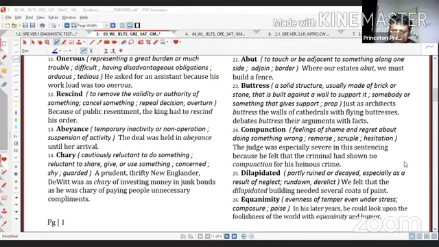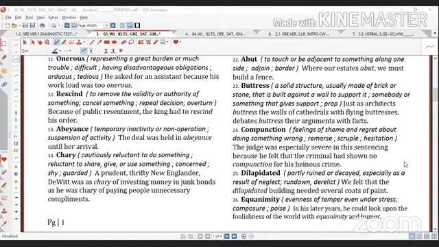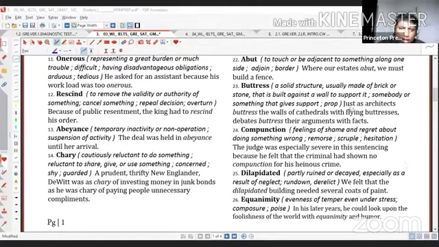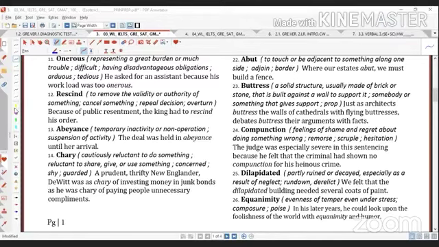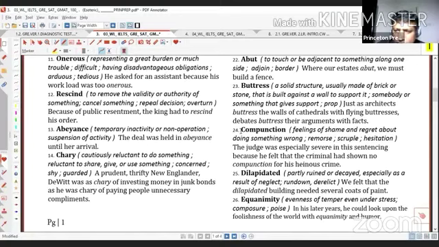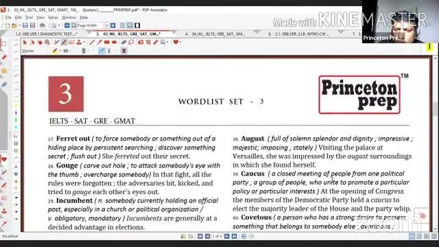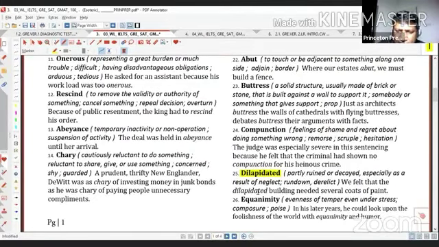Dilapidated মানে যেটা ভেঙে চুরে গেছে, হ্যাঁ? স্যার একটু মার্ক করবেন? জি? যদি একটু মার্ক করে রাখেন। ও আচ্ছা। ঠিক আছে। Dilapidated: partly ruined or decayed, especially as a result of neglect. Run down মানে ভেঙে চুরে গেছে, derelict, এটা পরিত্যক্ত. We felt that the dilapidated building needed several coats of paint.